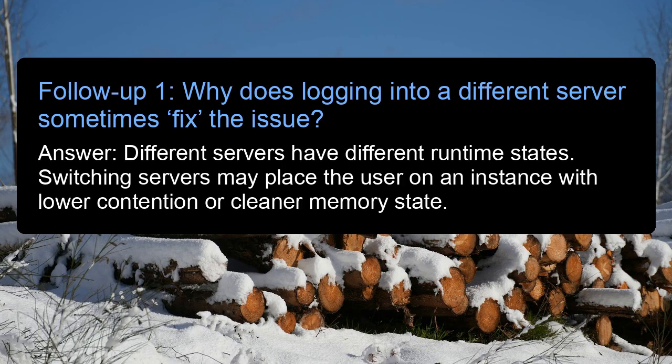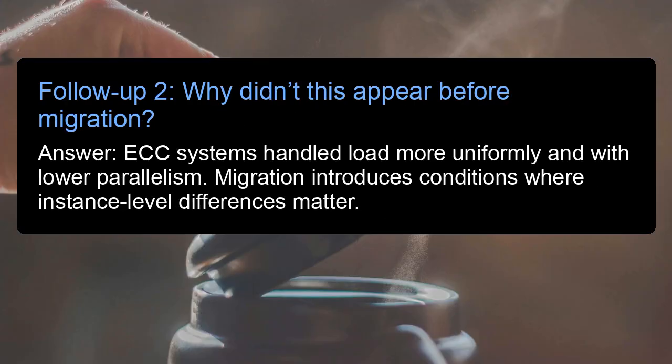Follow-up 1. Why does logging into a different server sometimes fix the issue? Answer: different servers have different runtime states. Switching servers may place the user on an instance with lower contention or cleaner memory state. Follow-up 2. Why didn't this appear before migration? Answer: ECC systems handled load more uniformly and with lower parallelism. Migration introduces conditions where instance-level differences matter.